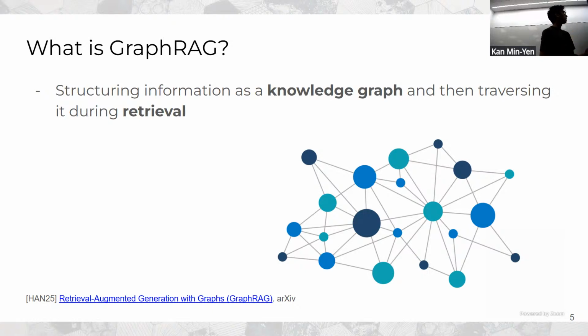So what is GraphRAG? It's essentially structuring information as a knowledge graph, and then you traverse it during retrieval. We all know what graphs are. They kind of look like that. And yeah, you want to see the reference for this survey paper that's below here.